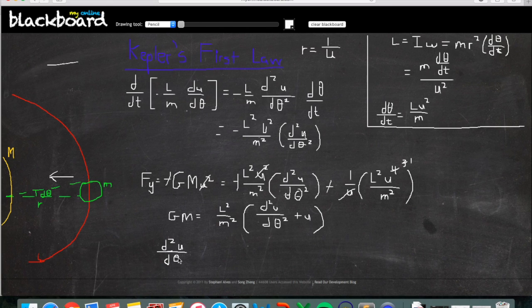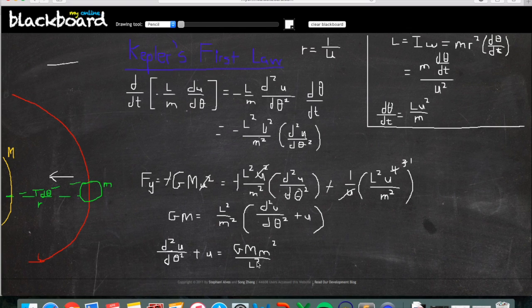You also, in any first year physics course in college, should cover this. So you'd have the second order differential of u with respect to d theta squared. Now we're going to multiply the m squared over L squared on both sides so that I get all those constants on the other side. So we have plus u is equal to g big M little m squared over L squared.